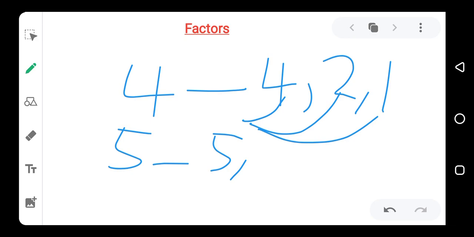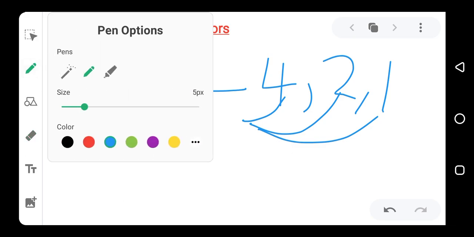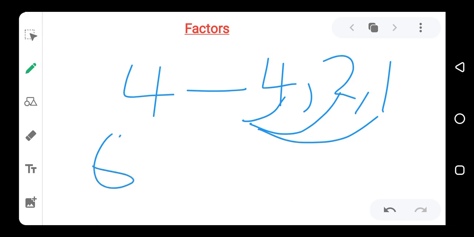Now, factors of 6. Factors of 6, we have 6 can divide itself. 6 divided by 6, we get 1. There's no point.